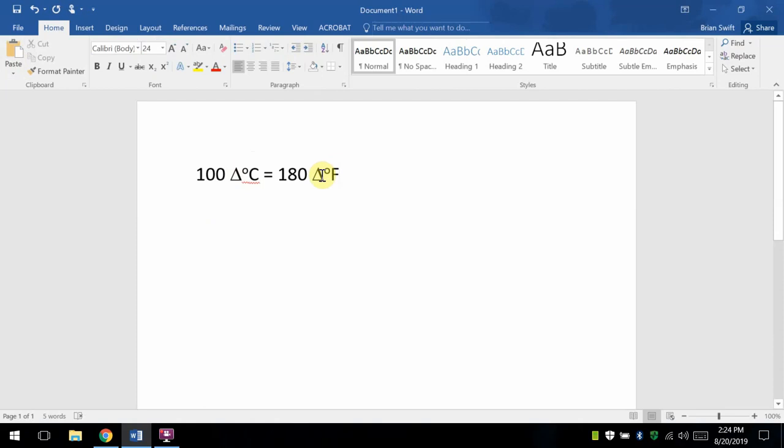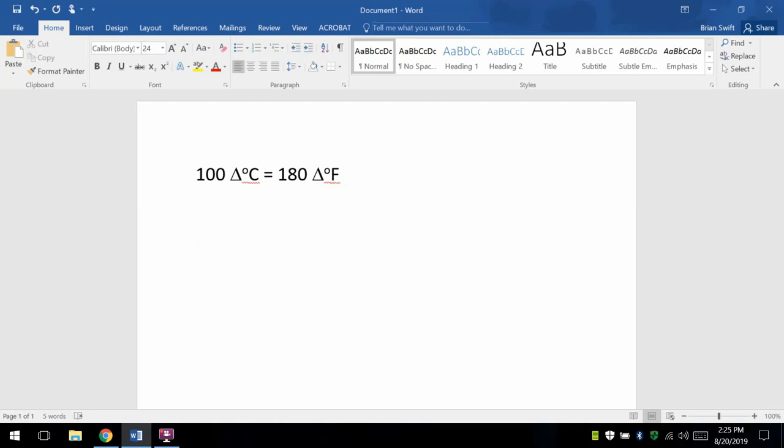The reason why I inserted the delta for difference is because the zeros of the scale are different. That's different than most other things that we deal with, like mass or length. If you got 0 length, it's 0 whether you're talking about centimeters or feet. If you got 0 mass, it doesn't matter if you're talking about kilograms or milligrams. It's still 0. But with the Fahrenheit and Celsius temperatures, it's different. Their zeros are at different places.